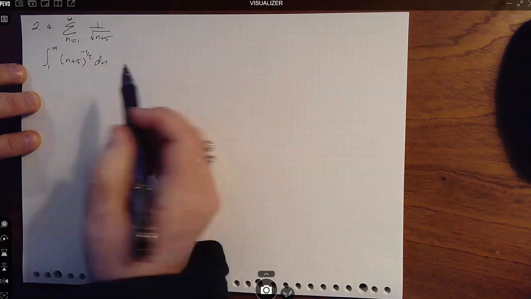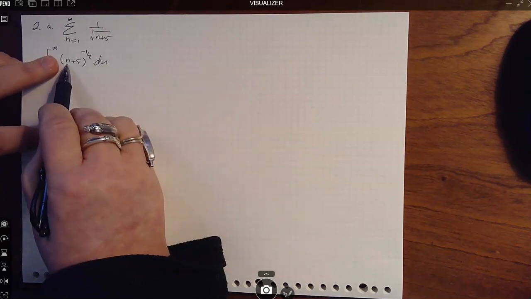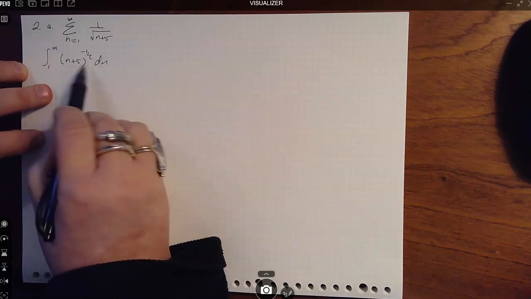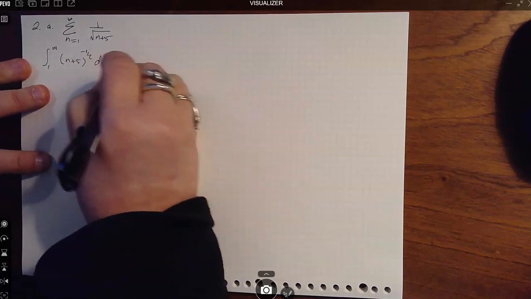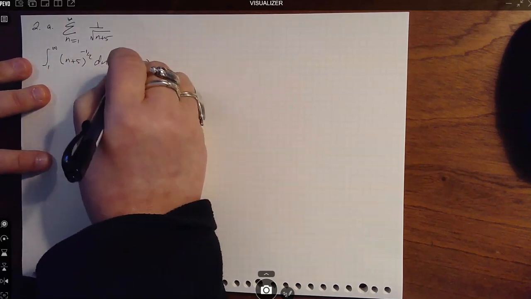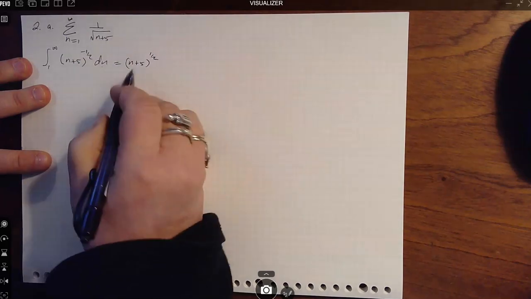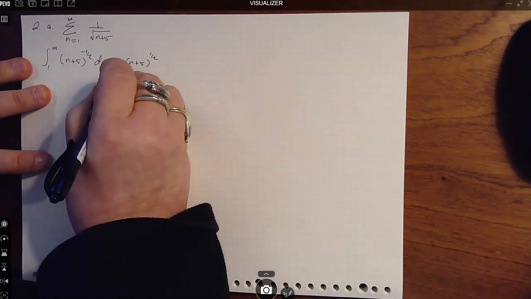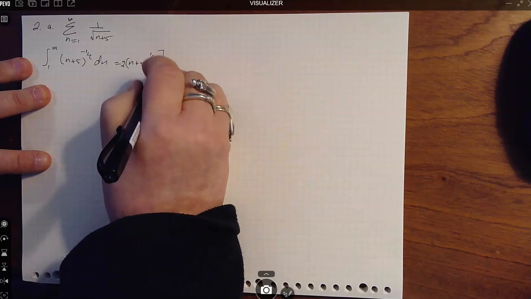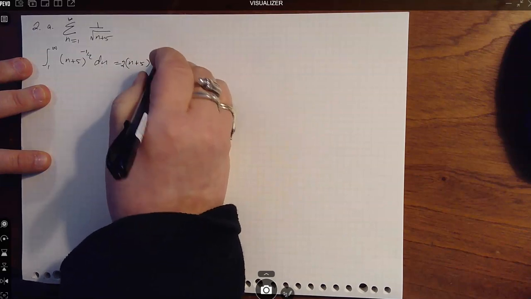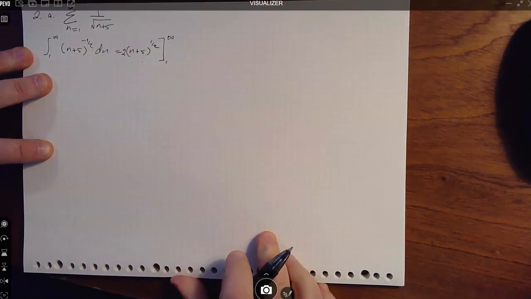I can use a u-substitution, or just, we know that the derivative of the inside is sitting here on the outside. I can just go ahead and do the power rule. So I will have (n plus 5) to the positive 1/2. Dividing by 1/2 is the same as multiplying by 2. And I want to take this from 1 to infinity. Please don't show this to anybody. This is horrible notation.